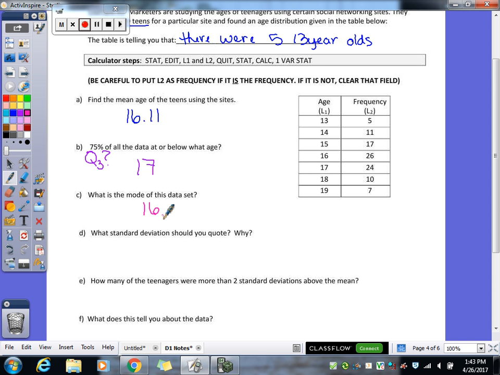Which standard deviation should we use and why? Sample. Why would we use sample? Because they only looked at how many teens? 100. There's a lot more teens out there.